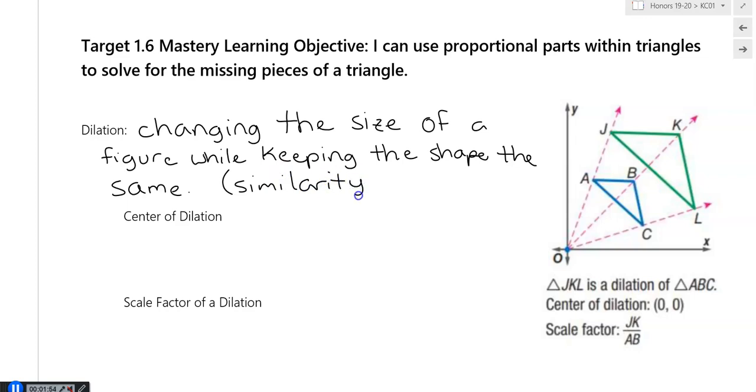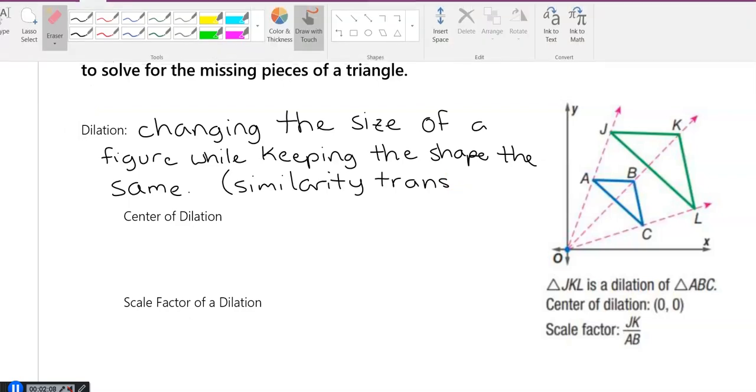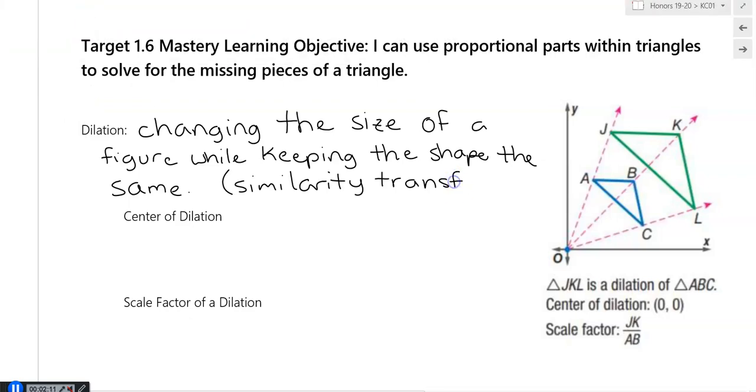If you remember last year, you learned about some other transformations, like translating, which moves the shape, rotating, which rotates the shape, or reflecting. Those were all congruency transformations. The figure didn't change shape or size. Where dilation is just a similarity transformation. It changes size but not shape. So when you have a dilation, the figures are similar because all those angles are still the same. The sides stay proportional. All those things.